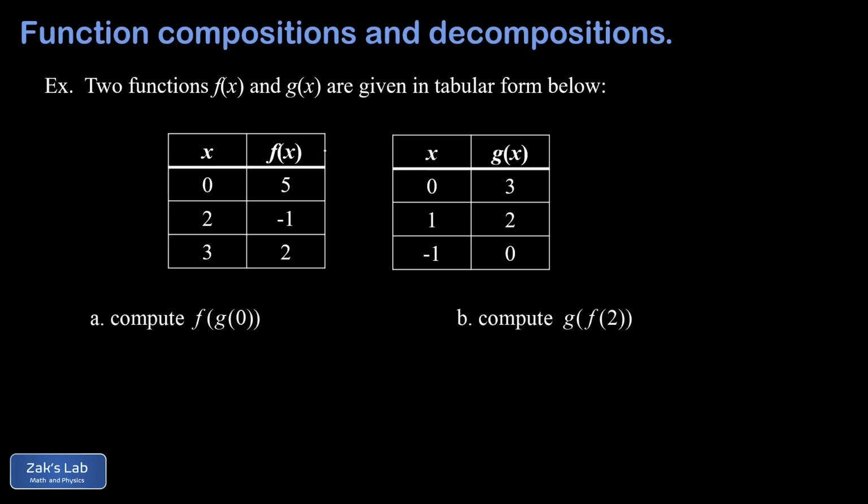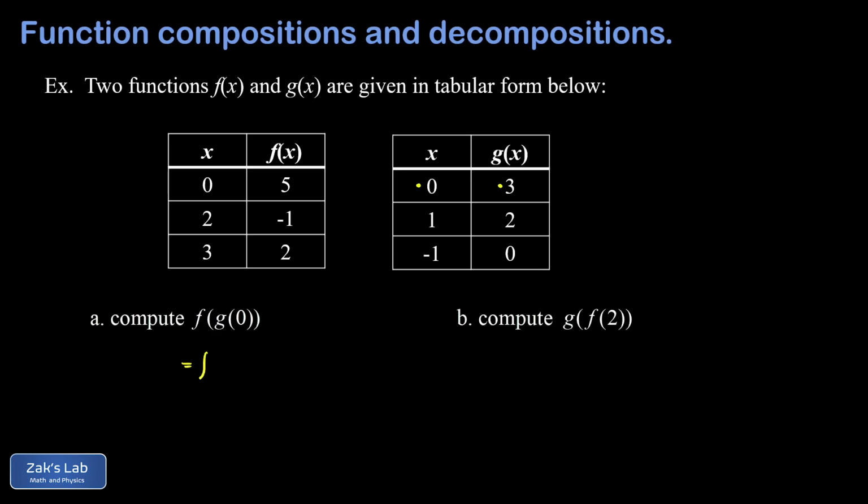So f of x is defined by this first table where we have a few x values connected to y values. G of x is defined by the second table where we have a few more x values connected to y values on the function g of x. So in part A, we're asked to compute f of g of 0. And all you have to do here is compute g of 0 first. So when I look in this first table, I see that g of 0 is 3.